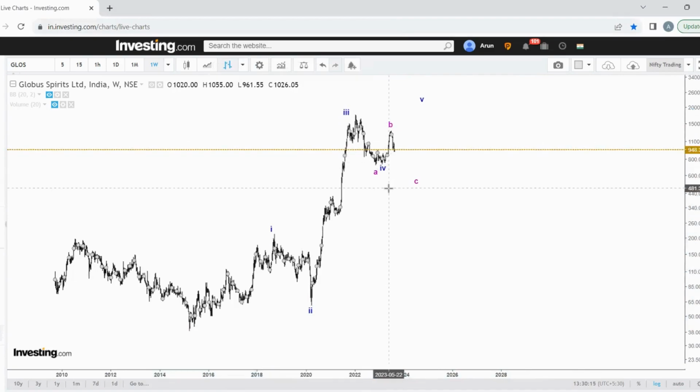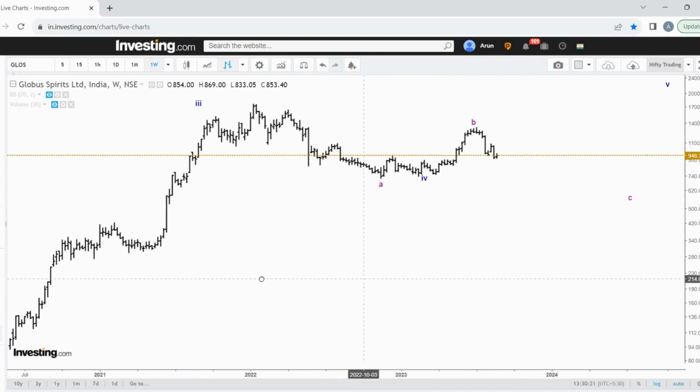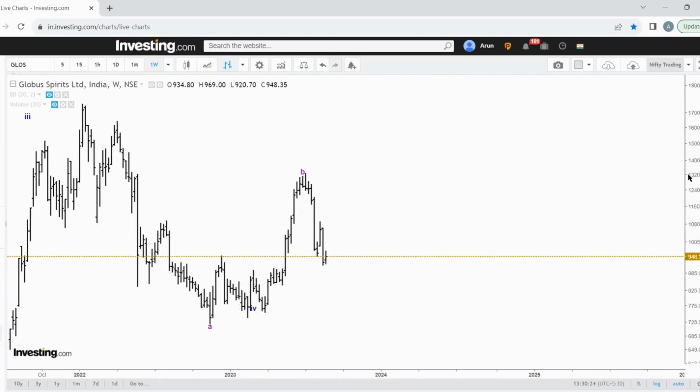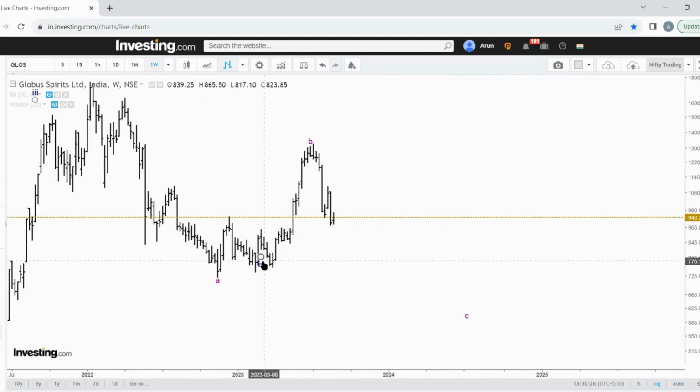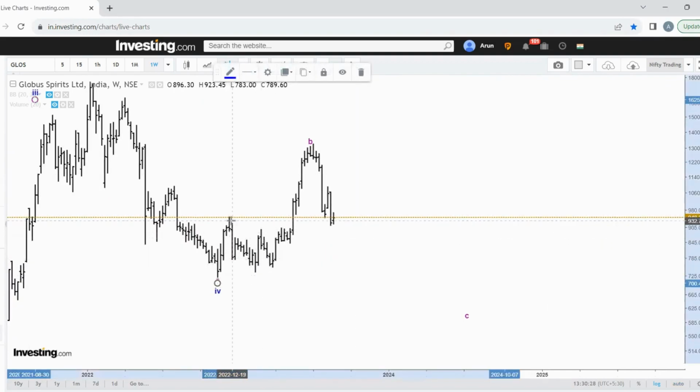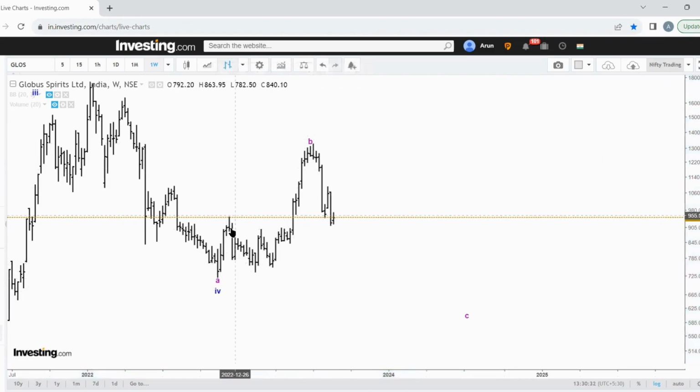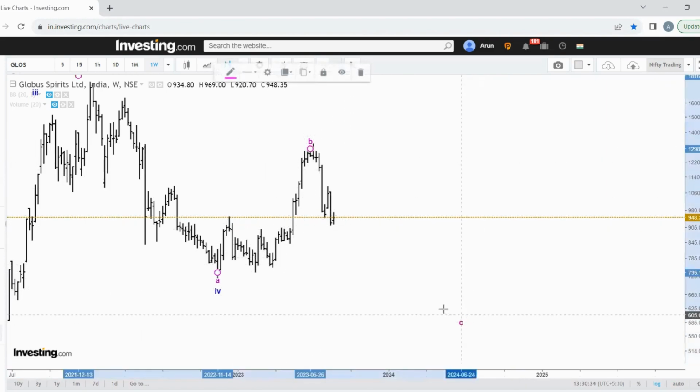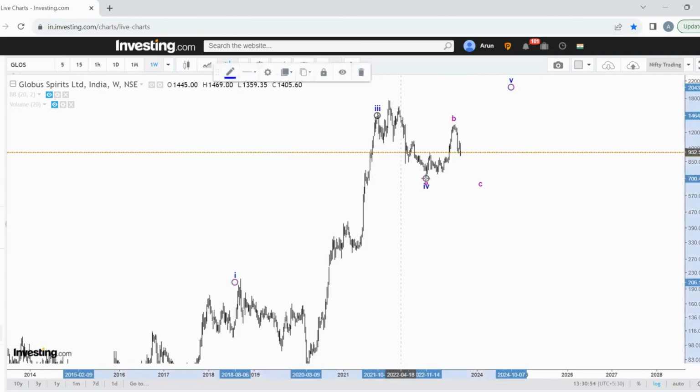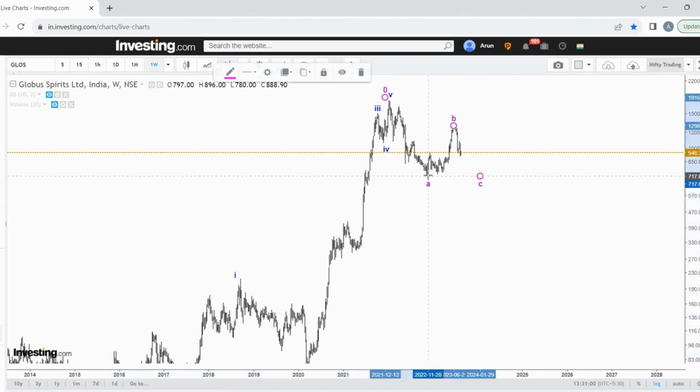So can we see if it is in 5 wave move from this low? Wait. No. It's not seen to be in 5 wave. 1, 2, 3 only. So ABC. So possibly ABC. One more down is, yes, possible. I take this as my primary count. Okay, ABC.